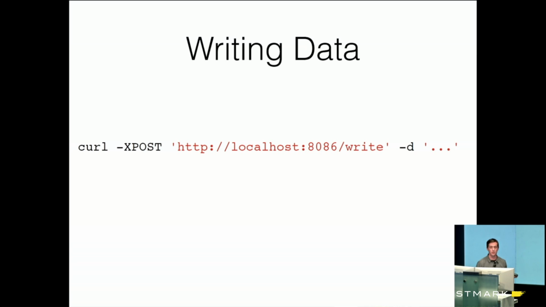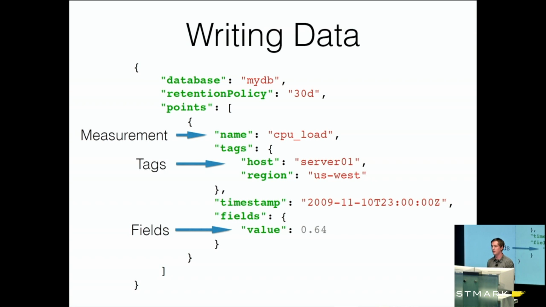So writing the data is super simple. We have an HTTP API. You just do a POST to /write. You put in some JSON that looks kind of like this. You specify the database you're writing into. You specify a retention policy, so you can set up retention policies for different intervals of time. And then you specify the actual data points themselves.